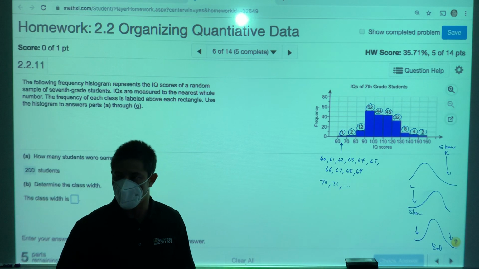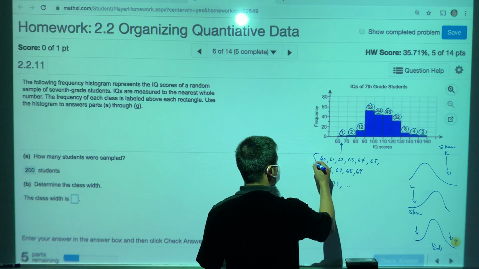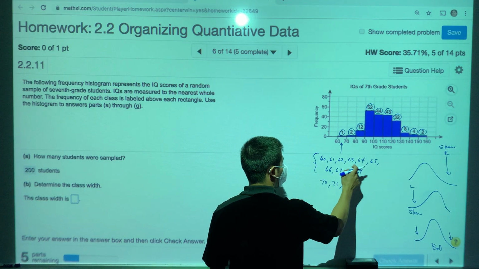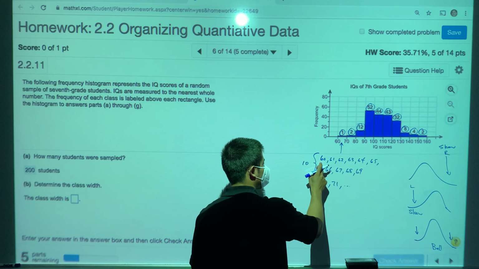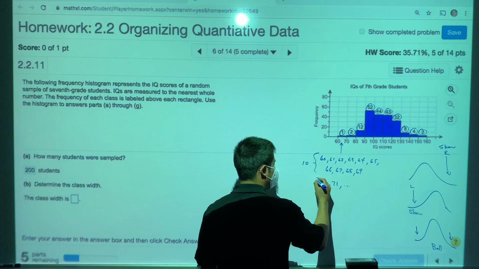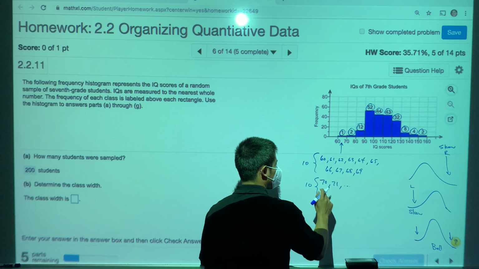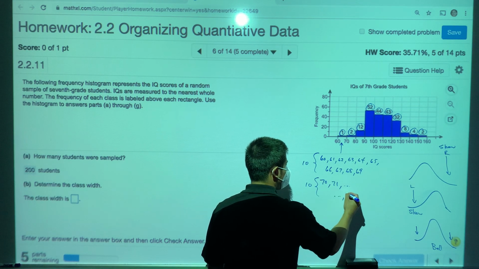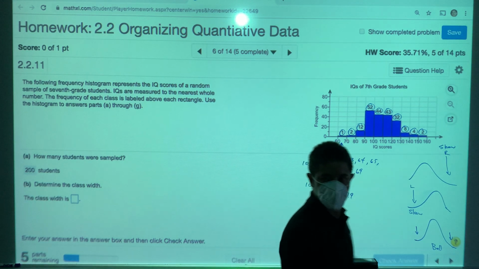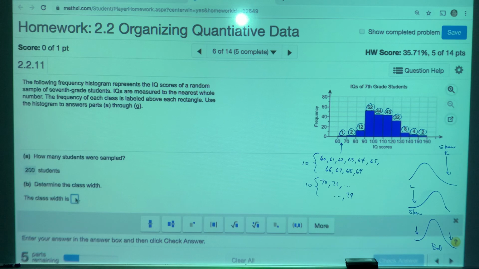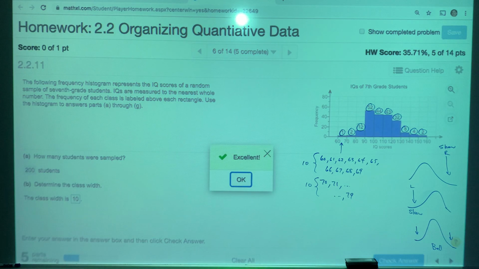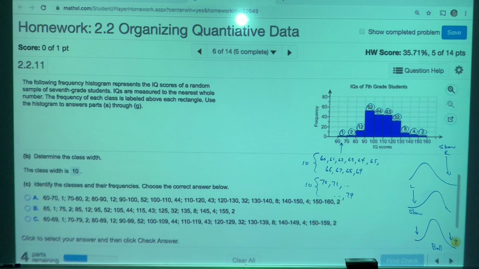Everybody with me so far? So the width is this, 1, 2, 3, 4, 5, 6, 7, 8, 9, 10. Starting at 60, but ending at 69, and the next one is 10, starting at 70, and ending at 79, and so on. Everybody follow? Okay, so the class width for my problem, probably gonna be the same for yours, is 10. Got it? Okay. All right, next one.